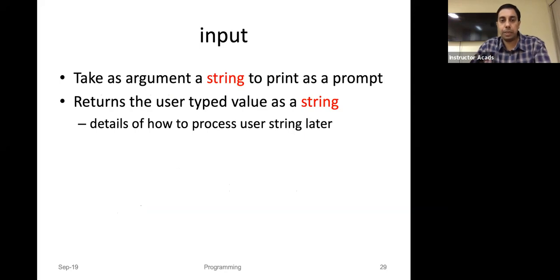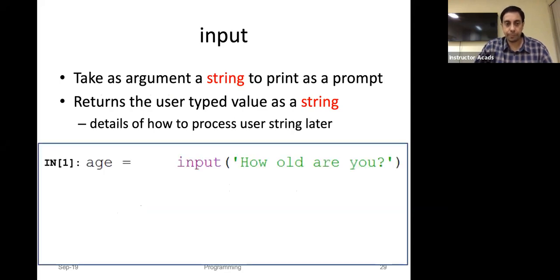So the input function takes an argument, which is the message to be printed on the console. And then when the user types an input, it returns that as a string. Okay. So details on how the string works will be covered later.